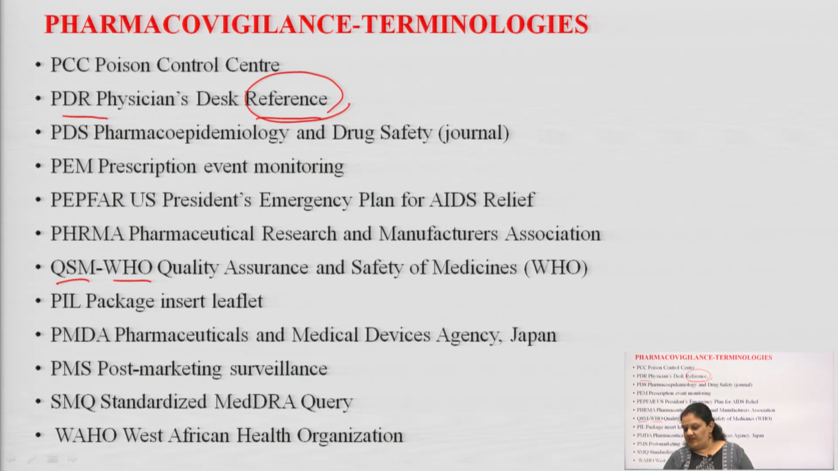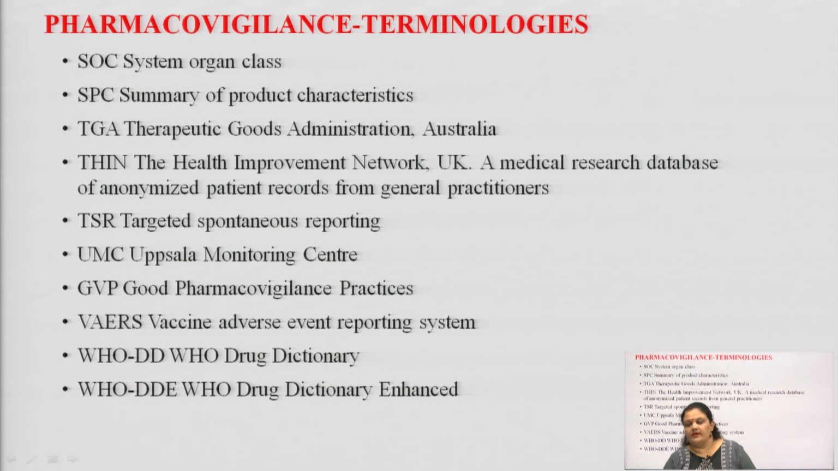WHO, Western African Health Organization. SOC is the System Organ Class. SPC, summary of product characteristics, the leaflet provided by the drug manufacturer for the finished product for product categorization. TGA is the Therapeutic Goods Administration given by the country Australia. THIN is The Health Improvement Network by UK. TSR, Targeted Spontaneous Reporting. UMC, you already know, is the Uppsala Monitoring Center, which is the PV head.